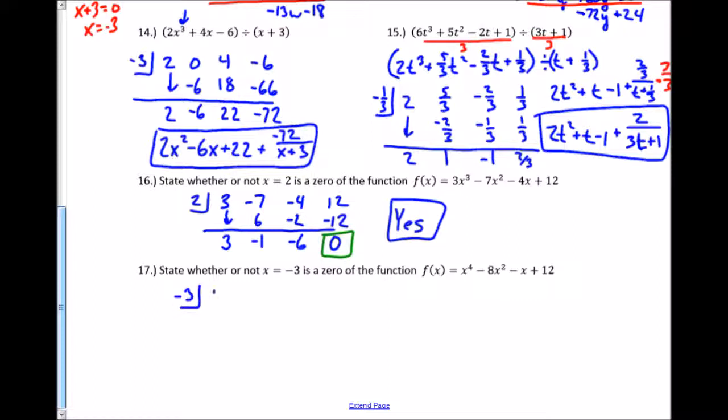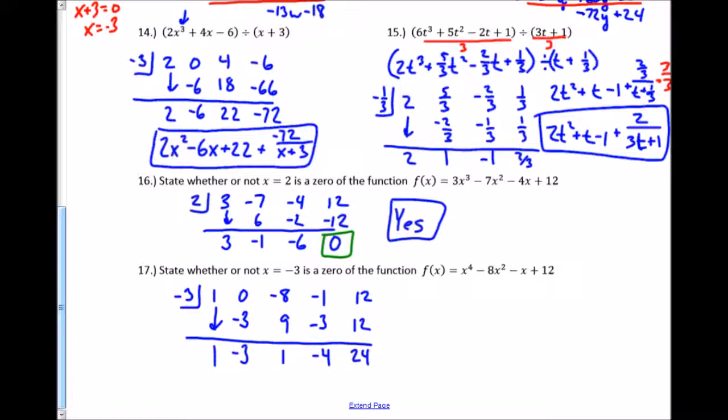So I've got a 1. I'm missing the x cubed, so I've got to put a 0 in its place. The -8, the -1, and the +12. I bring down the coefficient. I multiply, I add straight down, and I repeat that. And so this time, when I evaluate the function using the factor remainder theorem, I get a 24, which means, no, this one is not a 0 of the function.